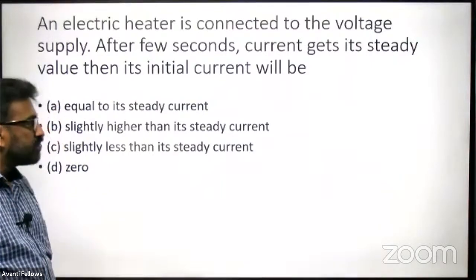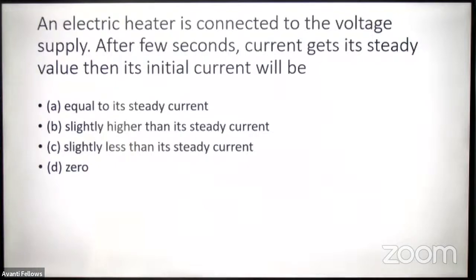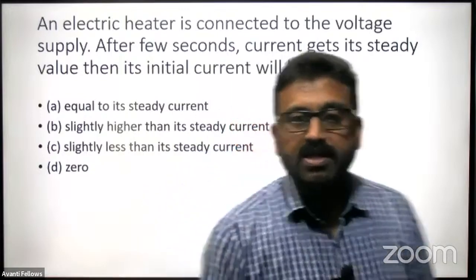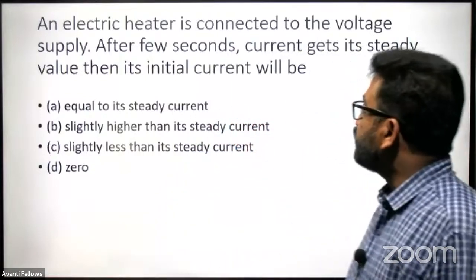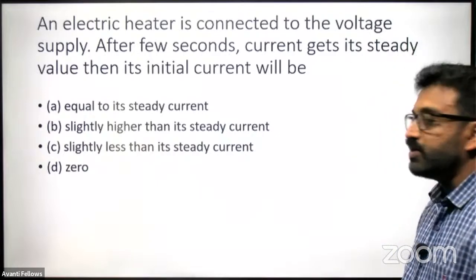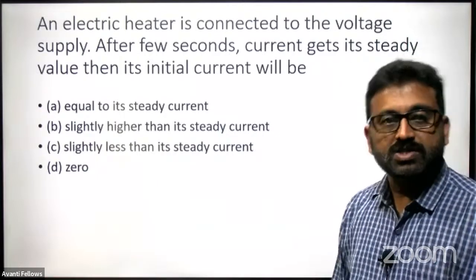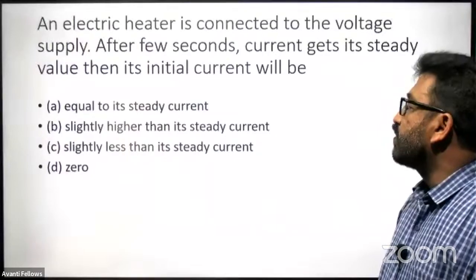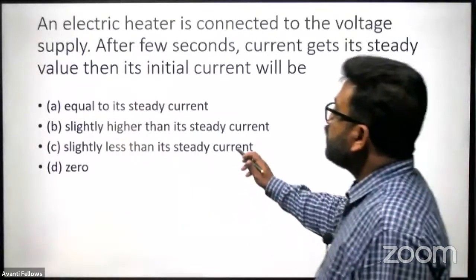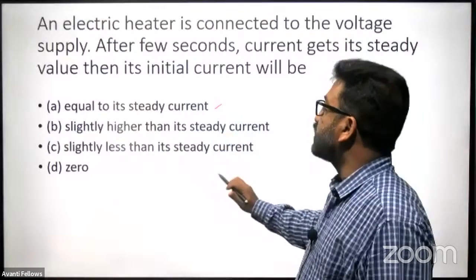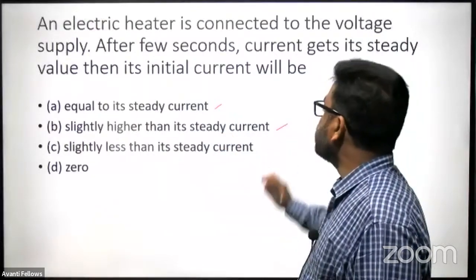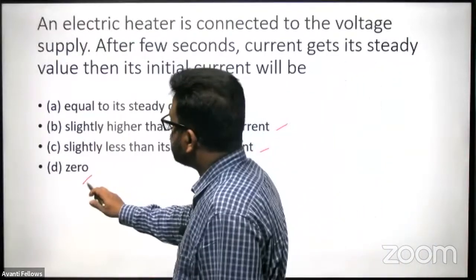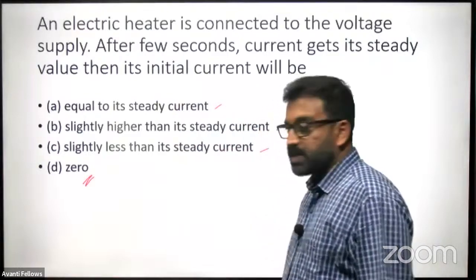Here's another question. An electric heater is connected to a voltage supply. After a few seconds, current gets its steady value. Then its initial current will be, there are 4 options given. First one is equal to its steady current. Second one is slightly higher than the steady current. The third one is slightly less than the steady current. Fourth one is 0. Which is the correct option?